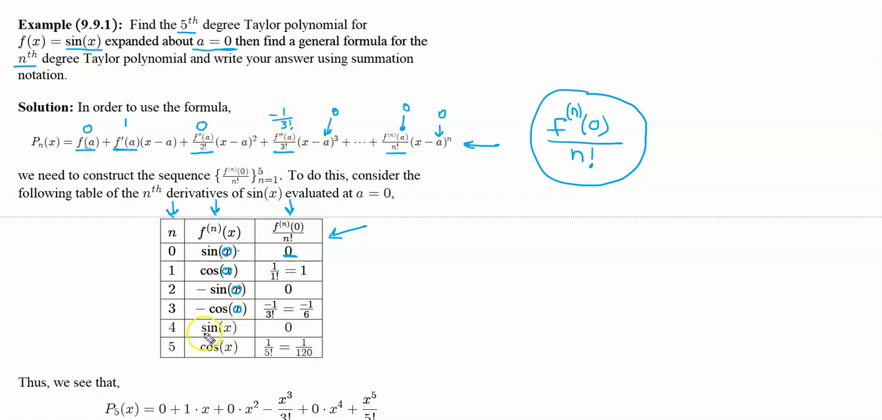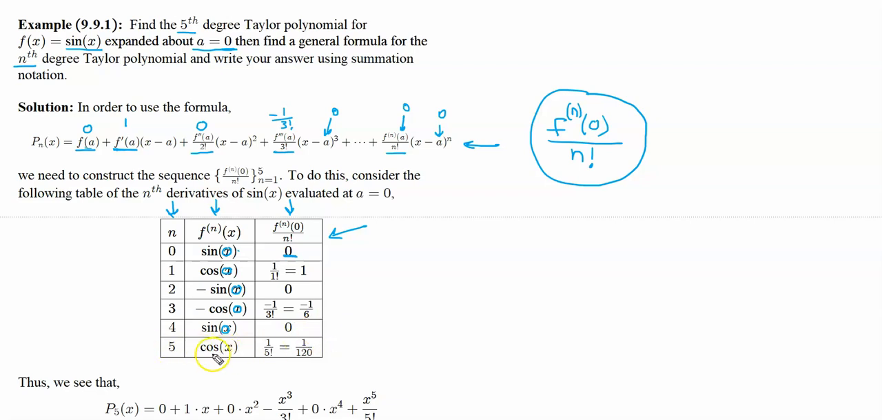Then the next term, when n is 4, we put 0 into the fourth derivative of the sine function. That's just going to be 0. So technically this would be 0 over 4 factorial, but that's just going to be 0 again.